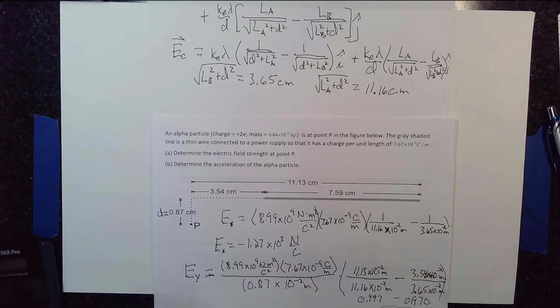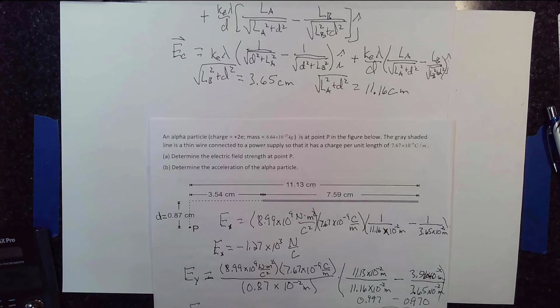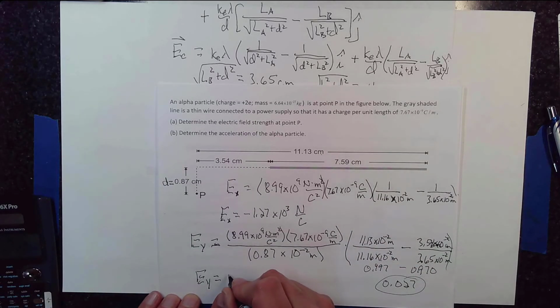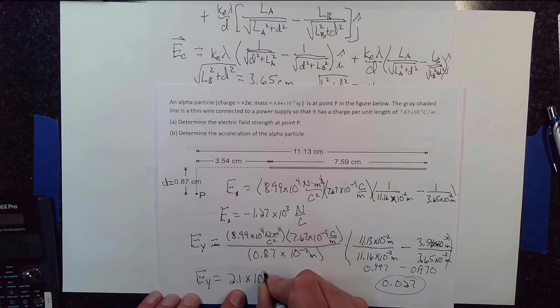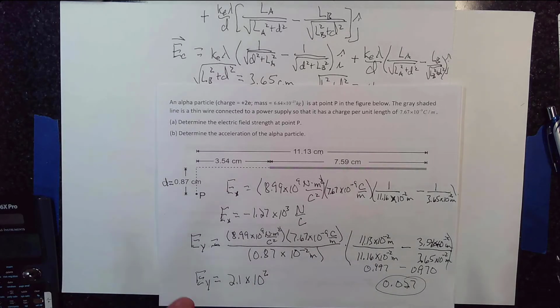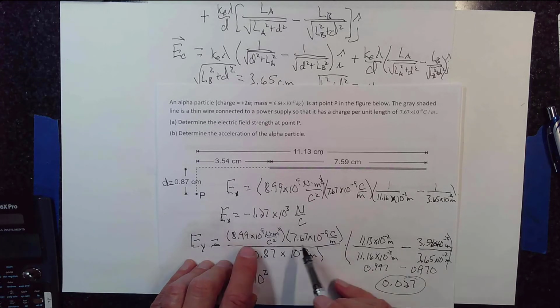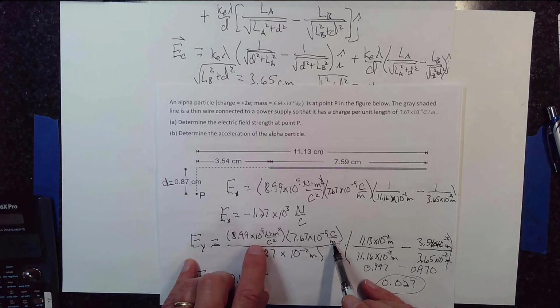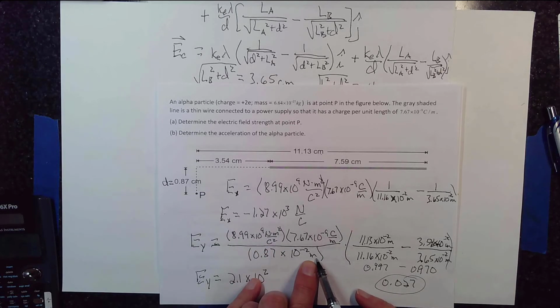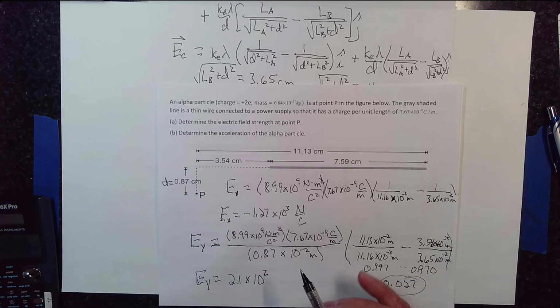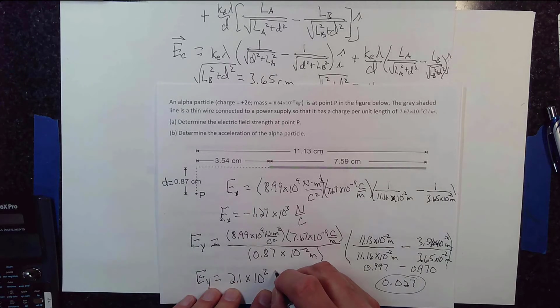Okay, let's calculate that E sub y. Okay, for E sub y, I get 2.1 times 10 squared. Unit-wise, let's see, this was dimensionless. I'll have, let's see, meters squared. There's 1 over a meter there. There's another meter that I'll be dividing by. So the meters divide out and I get newtons per coulomb again, which is good.